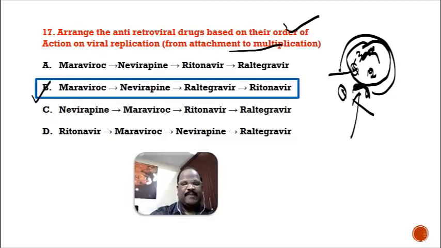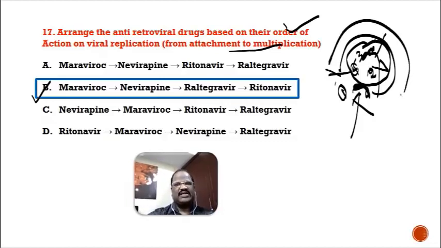And then nevirapine. Nevirapine is a drug inhibiting the reverse transcriptase enzyme. And then raltegravir is the integrase enzyme blocker. Ritonavir is a protease inhibitor. So in that order, you should choose the option.